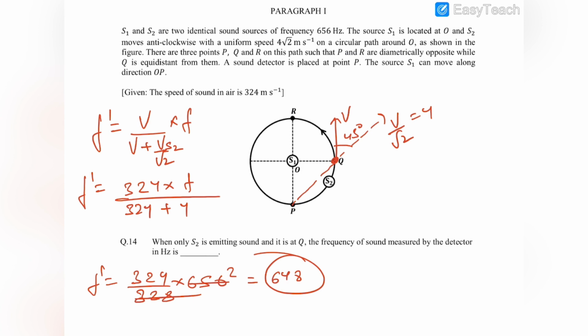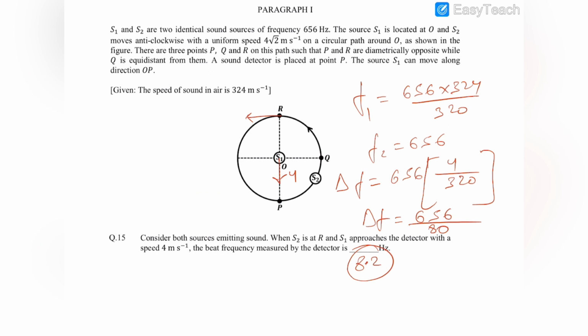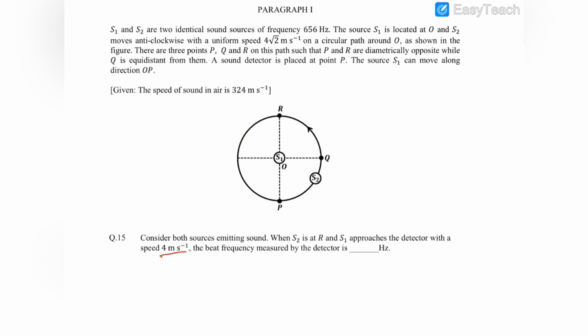Now we move on to the next part of this question. In this part, you can see that again the same situation is given in the question, and both are emitting the sound, and S2 is situated at R and S1 is approaching the detector with the speed of 4. So we need the beat frequency measured by the detector.